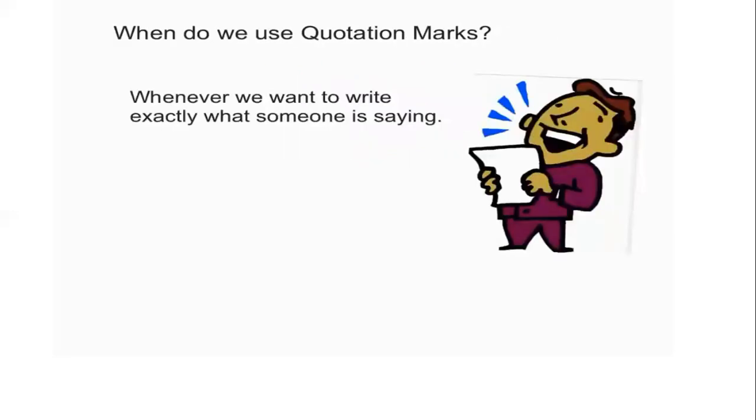When do we use quotation marks? We use quotation marks whenever we want to write exactly what someone is saying. You can find quotation marks used in lots of places. You can find them in fiction and nonfiction books. You can find them in newspapers. You can even find them in magazine articles. Take a minute to find a book, or a magazine, or a newspaper. See if you can find where they've used quotation marks in their writing.